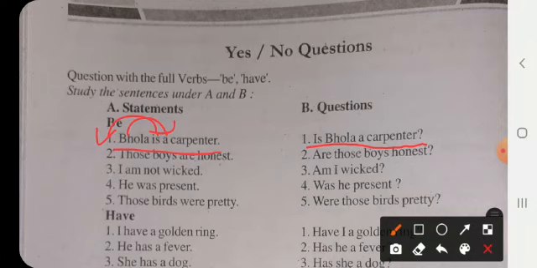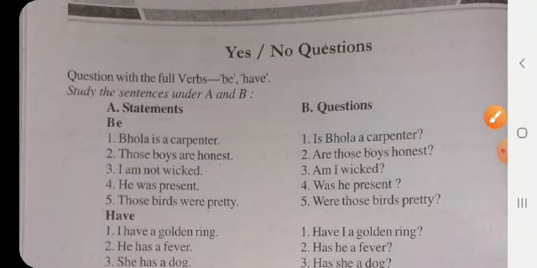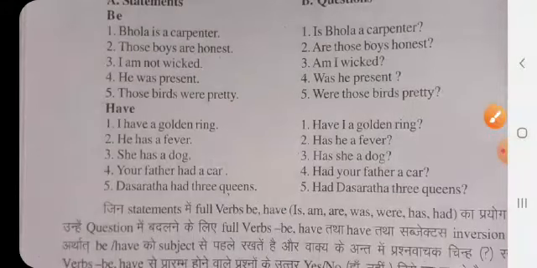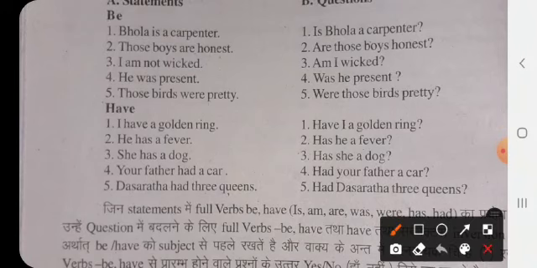Now, second, we have those boys are honest. Those boys is the subject, not only boys, and are is the helping verb. We have interchanged this with this. Then, are those boys honest? So, in this way, we can convert the sentences to interrogative sentences. With the word have also we can do the same thing. We have interchanged the subject with the auxiliary verb have.